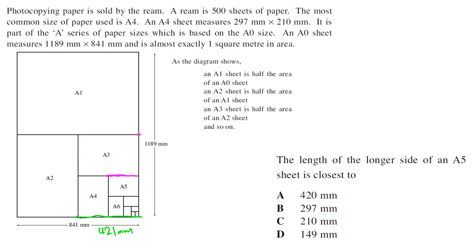Remember that the long side of A5 that we're looking for, this here, is half of that again. So dividing that by 2 will give us 210.5mm as the length of the longest side of an A5 sheet. So what is this closest to? This is closest to C, 210mm.